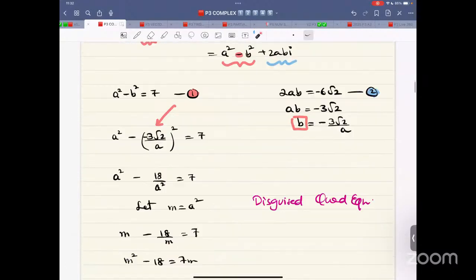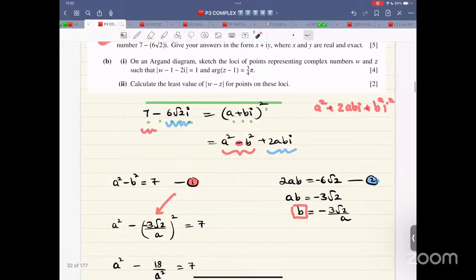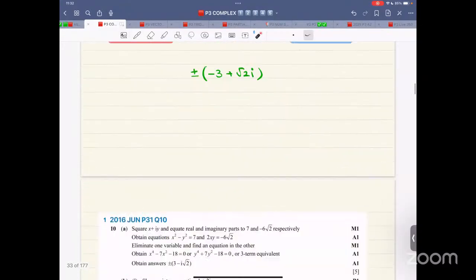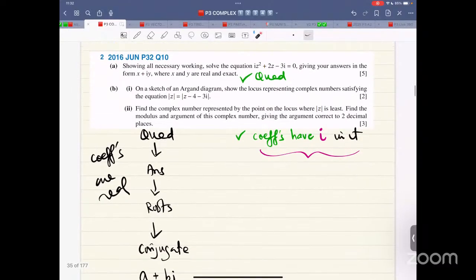Now this is loci. Okay, this is that square root thing. We talked about one of the questions of square root. This was the other one. Nothing special. Now focus over here.